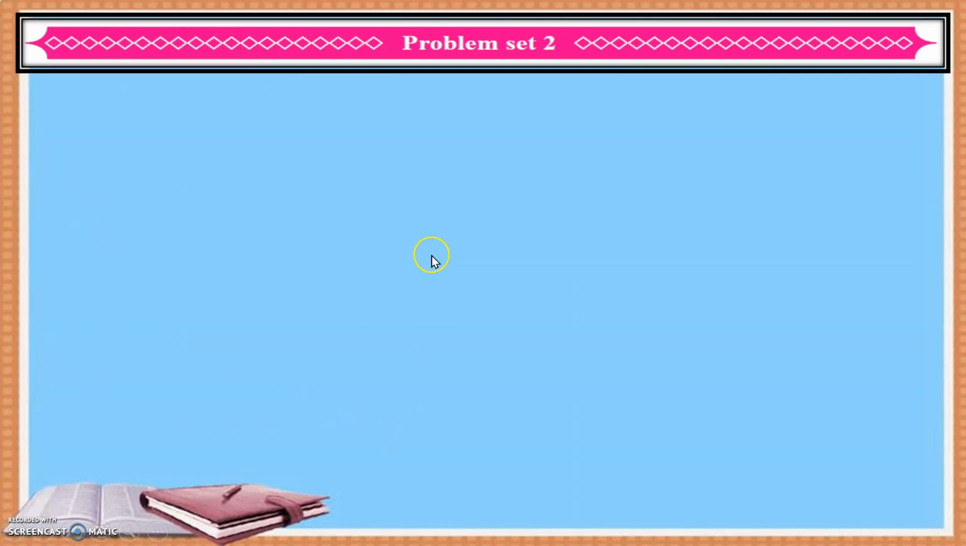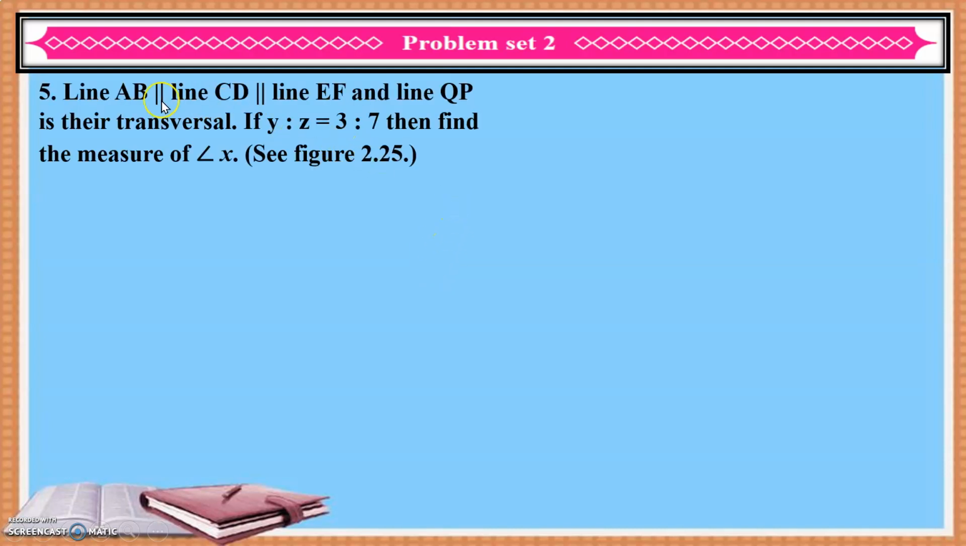Okay. Now let's go to the next question. The fifth question. Here line AB is parallel to line CD and line CD is parallel to line EF and line QP is their transversal. If Y:Z is equal to 3:7, then find the measure of angle X.